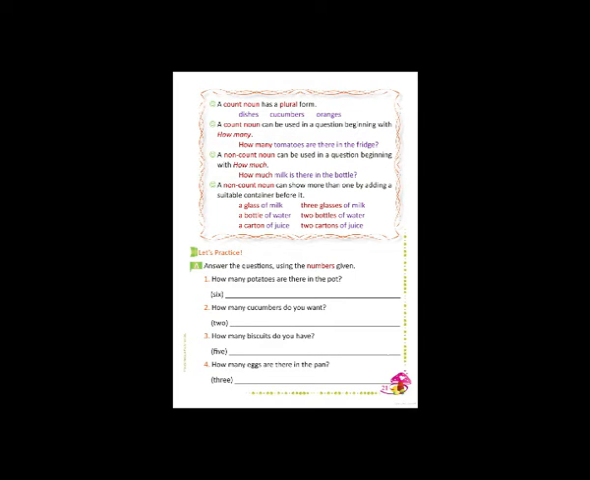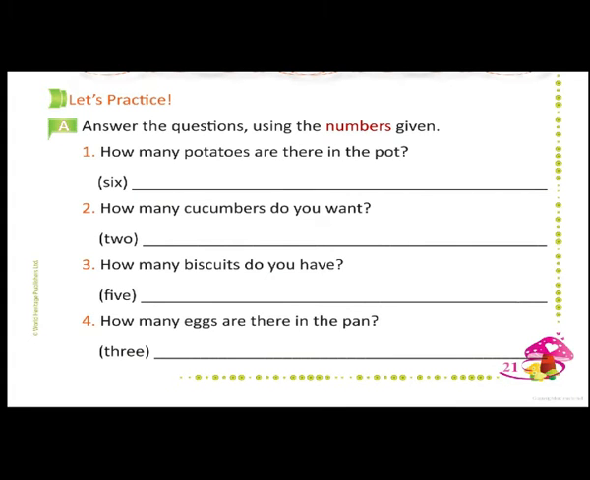Now let's do some exercises. Open your grammar books to page 21. In question A, answer the questions using the numbers given. Number 1. How many potatoes are there in the pot? How can we answer this question? They put 6, the number 6. So the answer would be, there are 6 potatoes in the pot. And don't forget to put the dot at the end of the answer.